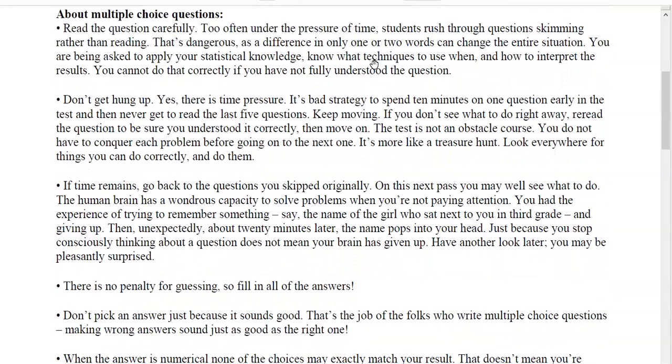Multiple choice questions. Make sure you read it carefully and read all of the answer choices, because sometimes there might be one that's really close but it's not exactly right, and if you had kept reading, you would have found the better answer choice.